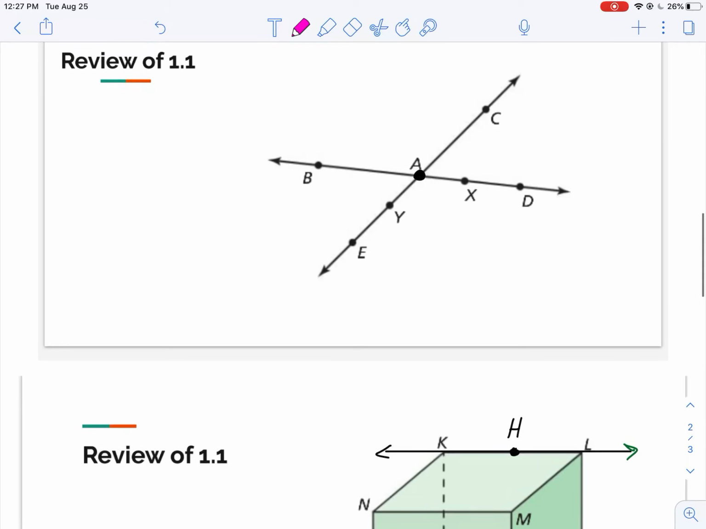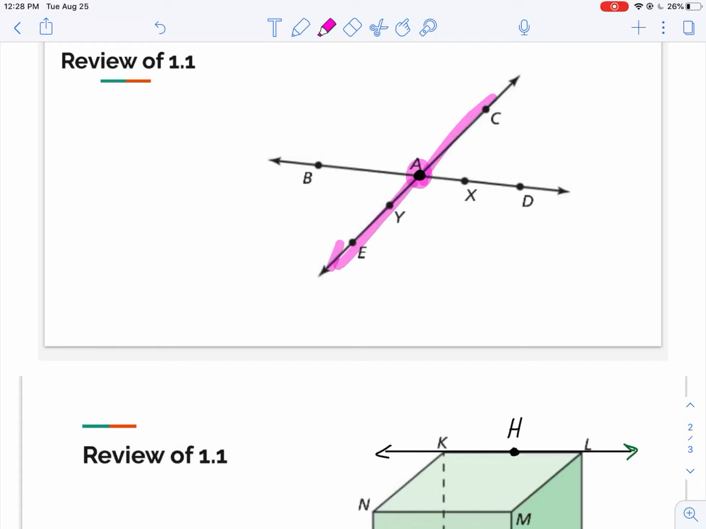So for right now, I want to review 1-1. And I would like you to pause the video after these questions and see if you can answer them. And then you can unpause it and check your work with my work. So, reviewing 1-1, I want 2 opposite rays. So I want 2 rays that go in opposite directions from the same starting point, in this case, A.